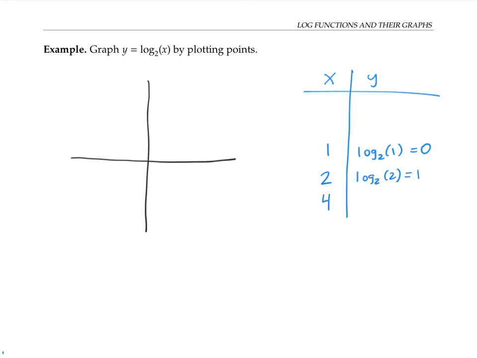Other powers of 2 are easy to work with. So for example, log base 2 of 4, that's saying what power do I raise 2 to get 4? So the answer is 2. Similarly, log base 2 of 8 is 3, and log base 2 of 16 is 4.